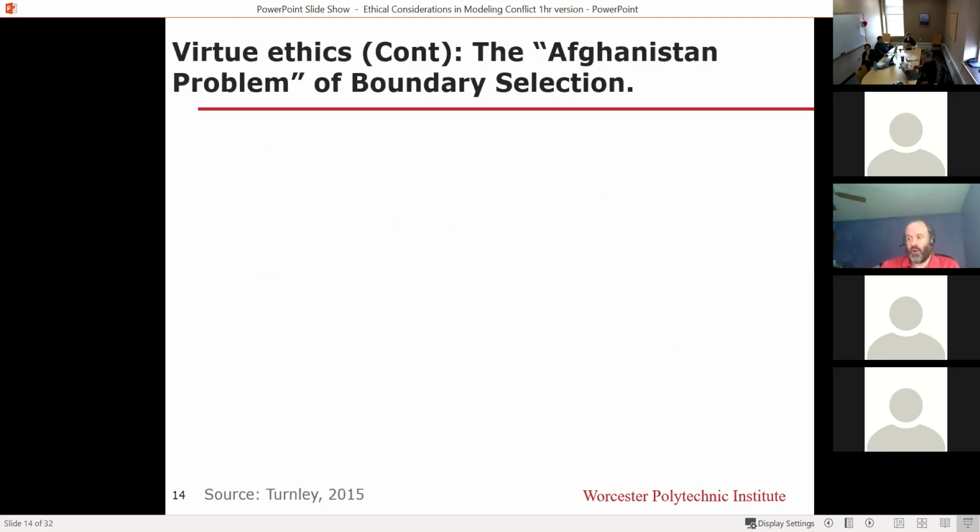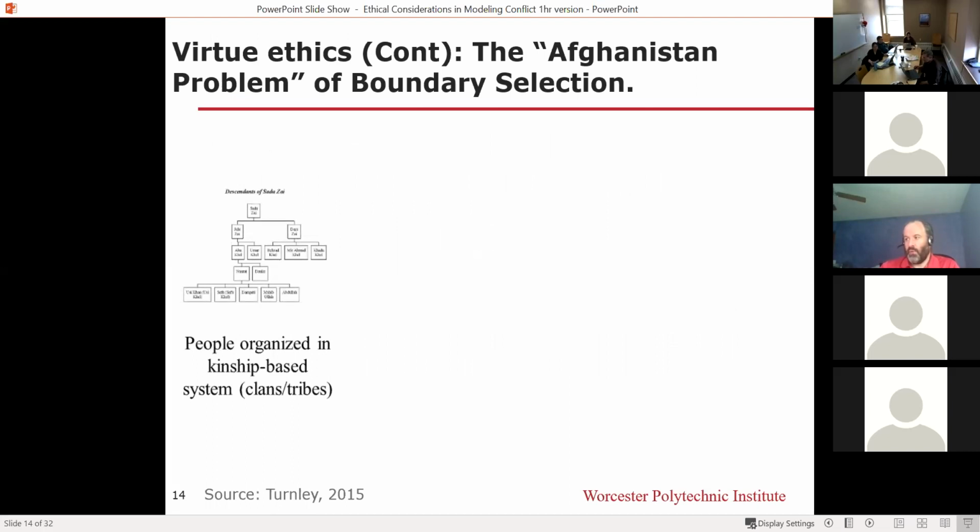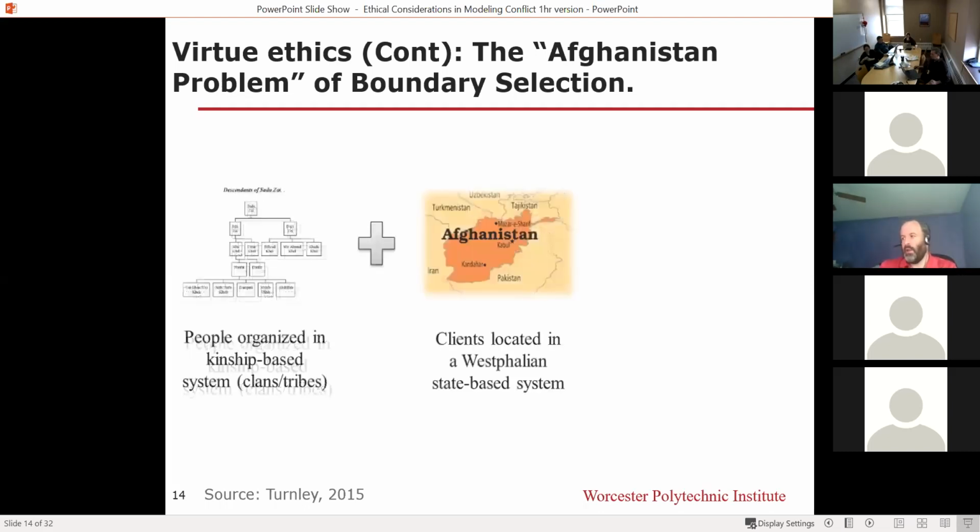The Afghanistan problem, again, this comes from Turnley, but is a great illustration of virtue ethics when it comes to boundary selection. We think about people in the West as organized by kinship, or excuse me, the clans and tribes. The reality of the tribal system is counterintuitive to the West, I should say. It's all this complexity and descendancy that isn't immediately apparent. In the Westphalian system, we see Afghanistan as a nation state. It has a boundary. The boundary confines the problem.